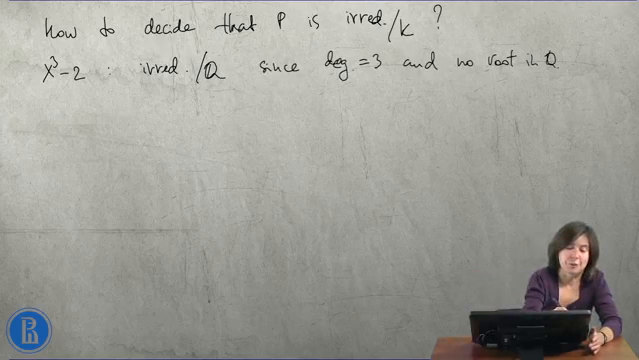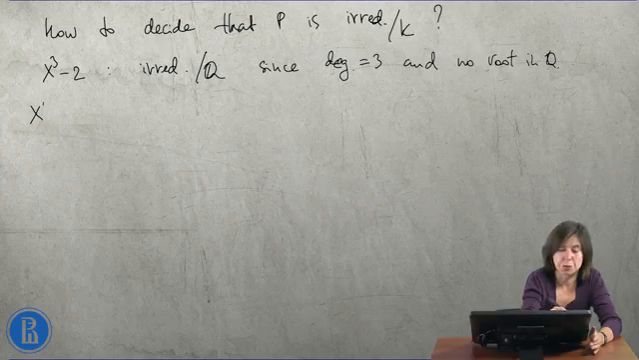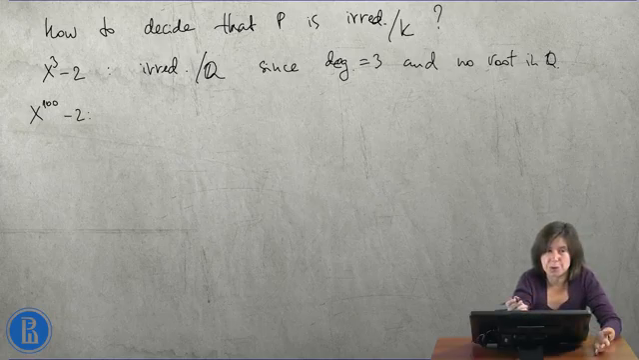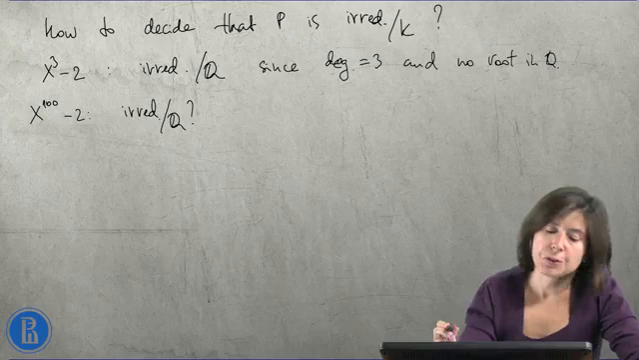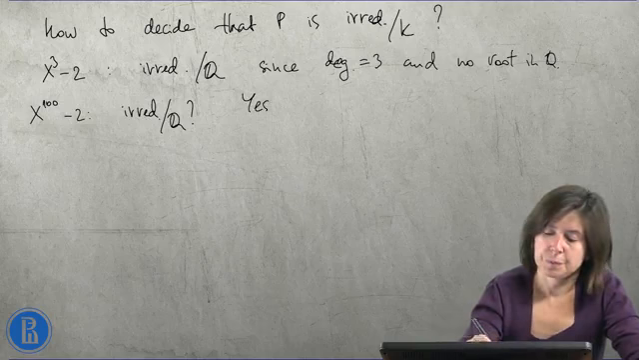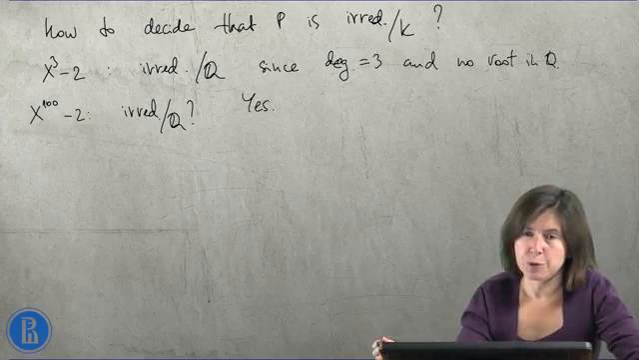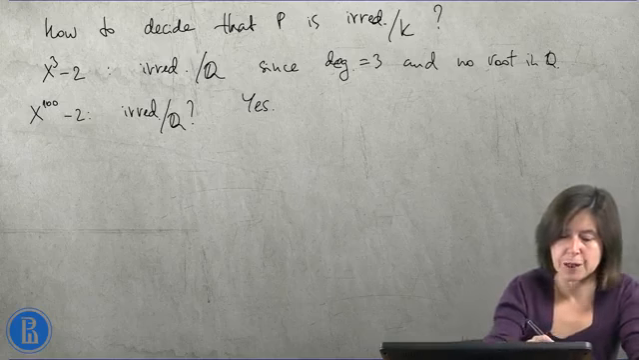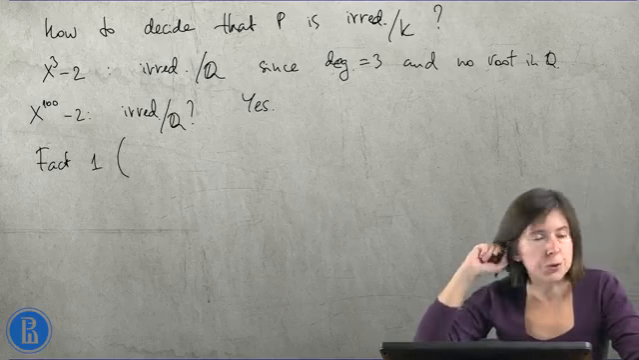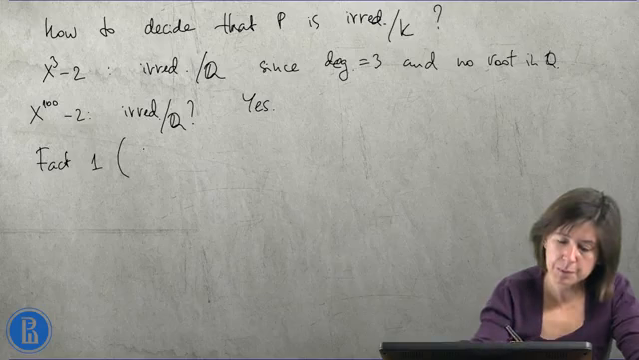But if you ask the question whether x to the power 100 minus 2 is irreducible or not, this is already not so simple, right? Well, this is irreducible. And here are a couple of facts which help to see this easily. So, fact 1. This is usually called the Gauss lemma.